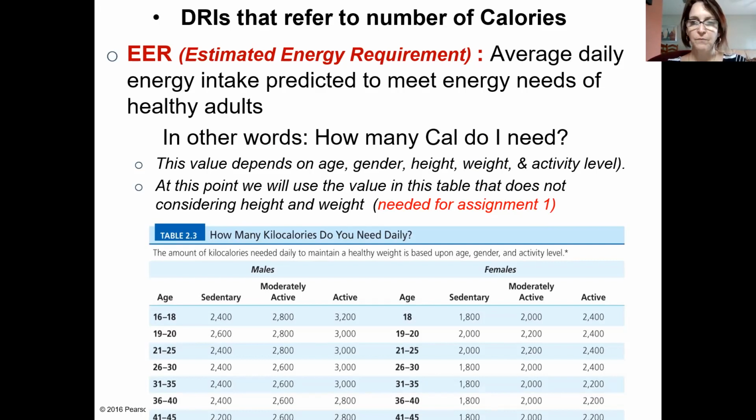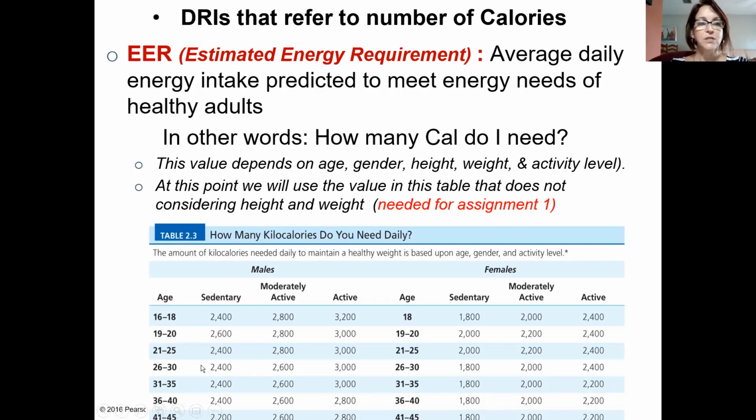So in another chapter, more towards the end of the semester, we will be doing a calculation to obtain an accurate number. Right now, at this very beginning of the semester, we won't care about the measurements of your body. We will just care about age, gender, and activity level. And still the value you get, even if it's not accurate, is very close to the actual value that you will see at the end of the semester.